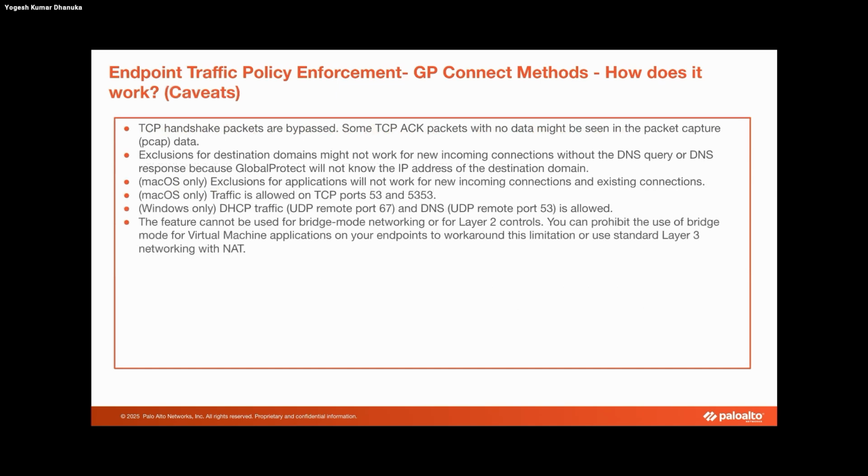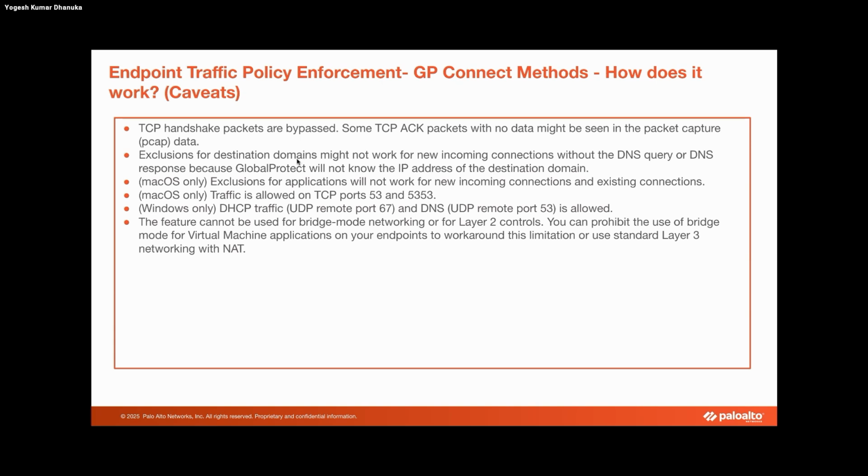Now, we'll discuss some more caveats here. The TCP handshake packets are bypassed. The reason is the GP would still need to look at the traffic when the enforcement module looks at the SYN, SYN-ACK, ACK packets, and those packets would be bypassed. But other than that, when the actual data or any actual traffic comes in, that will be blocked, assuming it's not subject to split tunnel exclusion, or it's not part of a protocol which is already allowed.